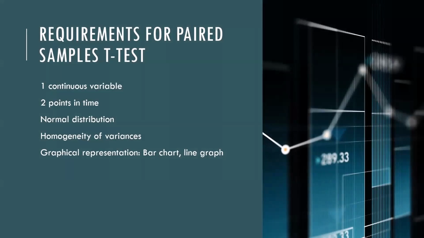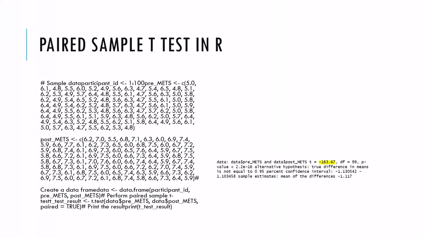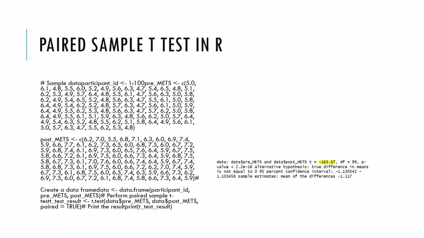Okay, so what do you need for a paired sample t-test? Again, one continuous variable, only 2 points in time. If you have more than 2 points in time, then you're going to be using a repeated measures ANOVA, not a t-test. You need a normal distribution, homogeneity of variances, and you can do a bar chart or a line graph. Here's the test, here's the code in R and in Python, and we get a t statistic of negative 163, so the same result in both programs.